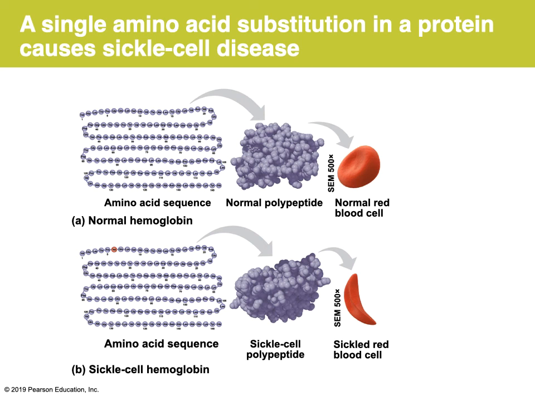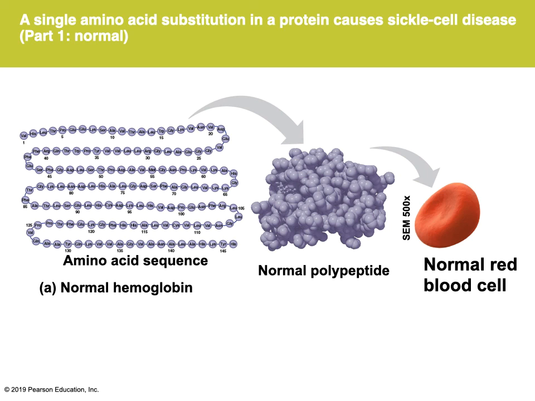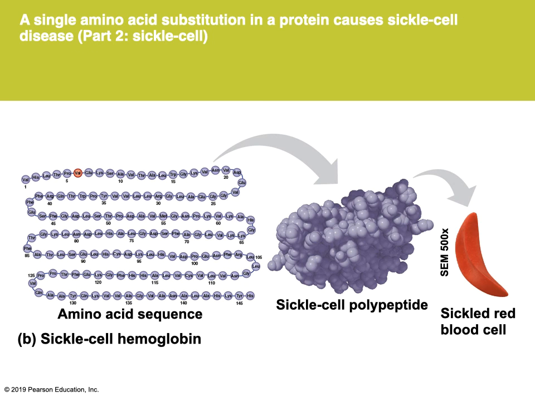Well, the normal polypeptide has that certain blobby shape, which is found in a normal red blood cell. But you can see, using the molecule model, that the sickle-shaped polypeptide is not shaped the same way as the normal polypeptide. And you wind up with that sickled red blood cell. So again, normal polypeptide, which can function normally in a red blood cell, versus the sickle-celled one.